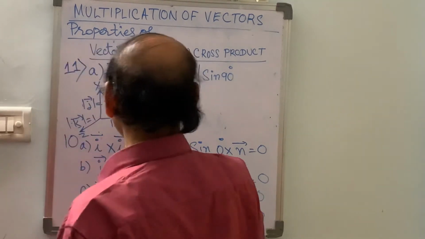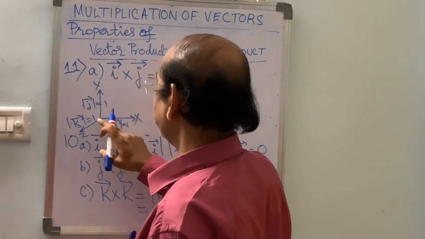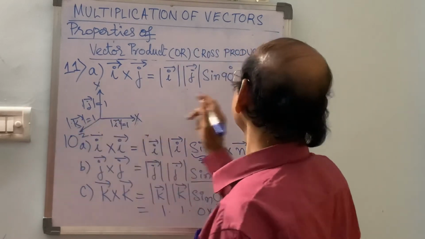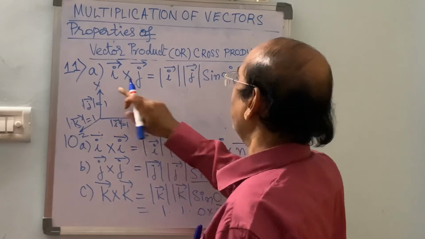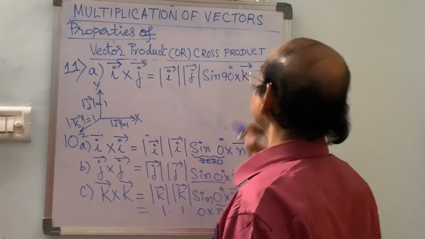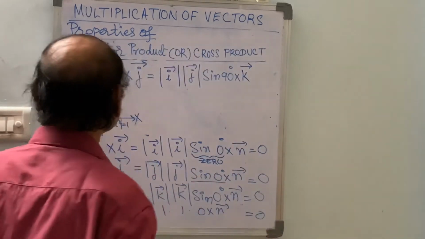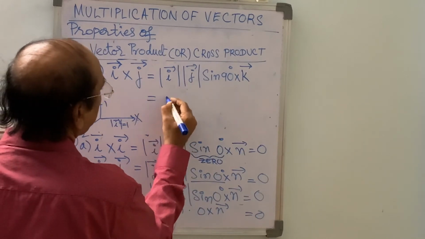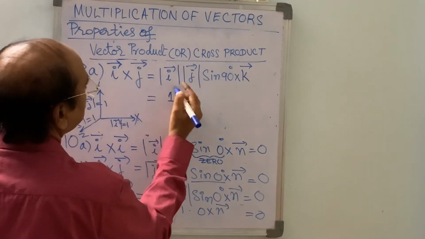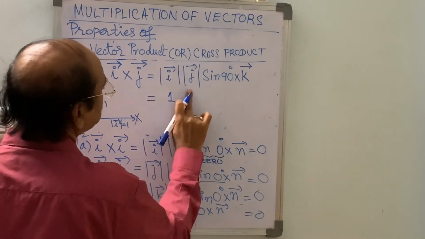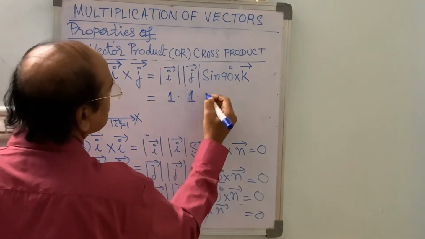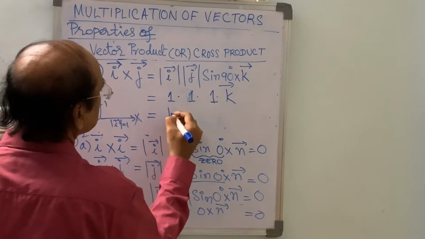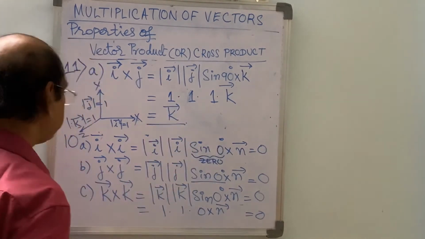So perpendicular to the x axis, y axis plane is the z axis. In that direction, the z direction, the unit vector is k bar. So the I bar cross j bar direction is the k bar direction. Therefore, since the magnitude of unit vector I bar is 1, the magnitude of j bar is also equal to 1, and sin 90 is its maximum value 1, into k bar. Therefore, I bar cross j bar is equal to k bar.